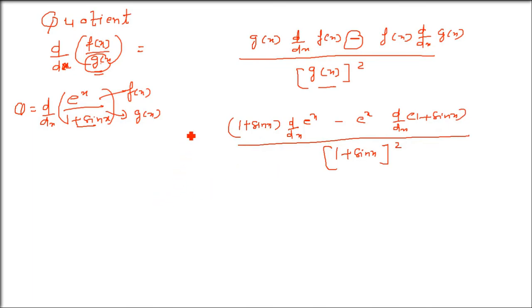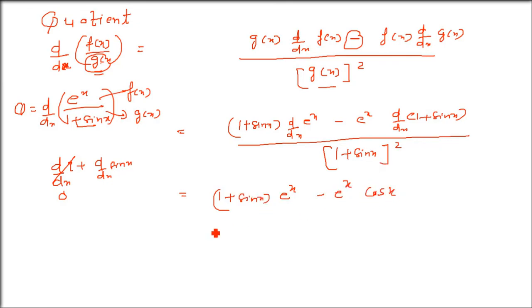So take 1 plus sin x and d by dx of e^x, which is e^x only. So just write e to the power x, minus e raised x and d by dx of 1 plus sin x. How to do this? d by dx of 1 plus d by dx of sin x. d by dx of a constant is 0 and d by dx of sin x is cos x. So just cos x.